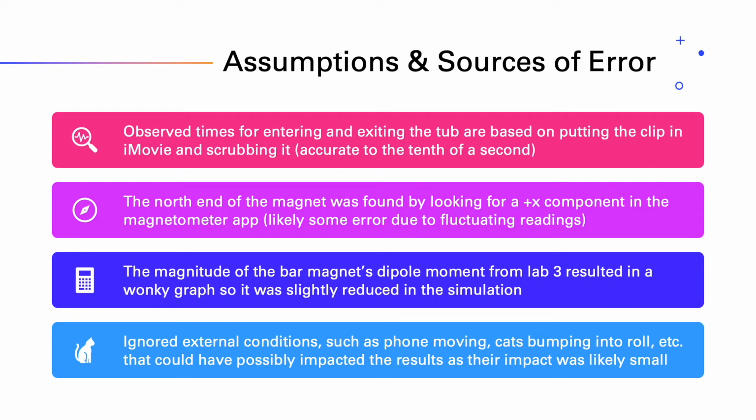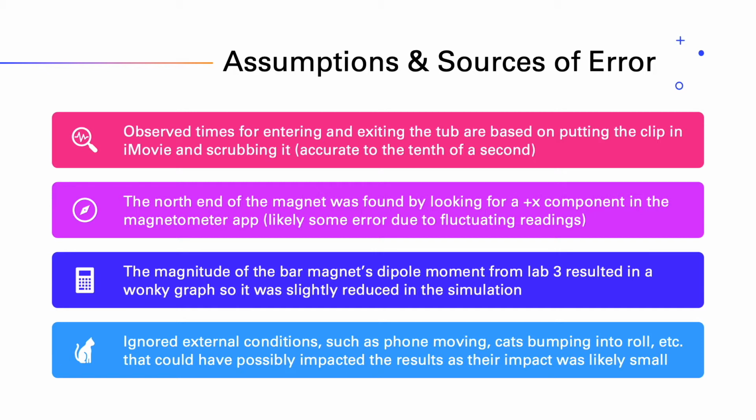So for the assumptions and sources of error, the observed times for entering and exiting the tube are based on putting the clip in iMovie and scrubbing it, which is accurate to the 10th of a second, and the simulation is accurate to the 1,000th of a second, so those aren't exactly the same order of magnitude, so that leaves a little bit of room for error there.